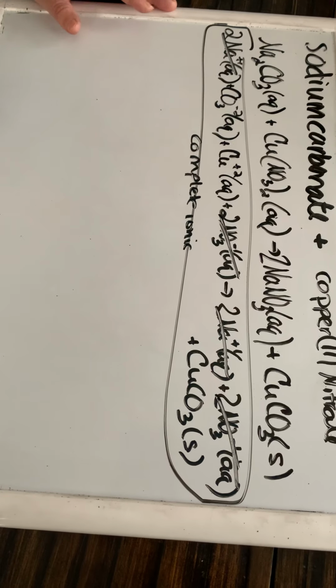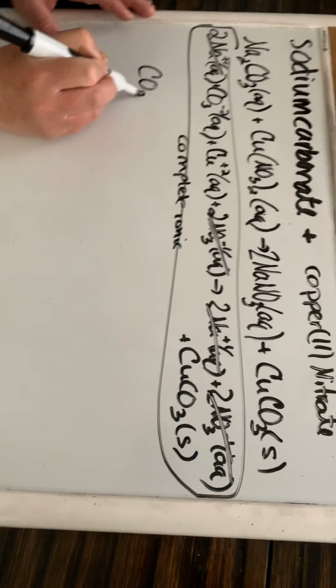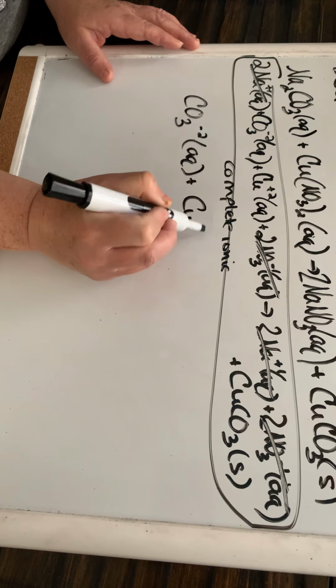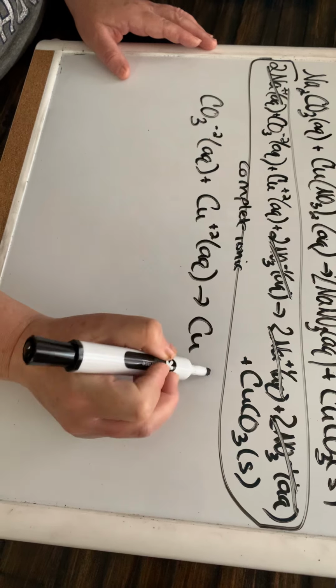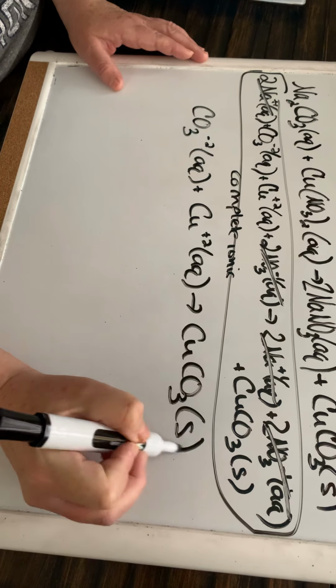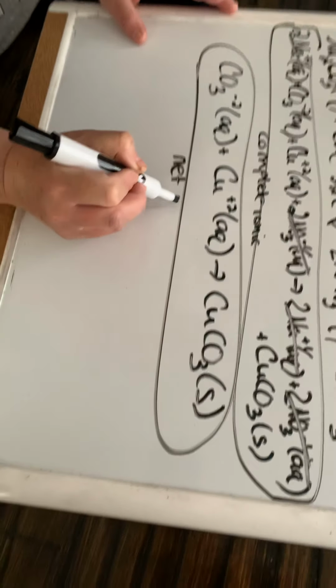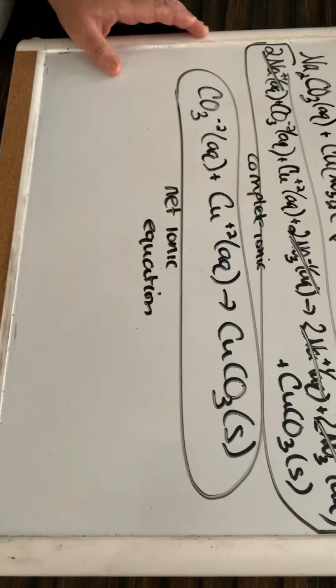Okay? So now all that's left is our actual reaction. CO3 minus 2, AQ, plus Cu plus 2, AQ, yields CuCO3, solid. That, my loves, is the net ionic equation. There you go.